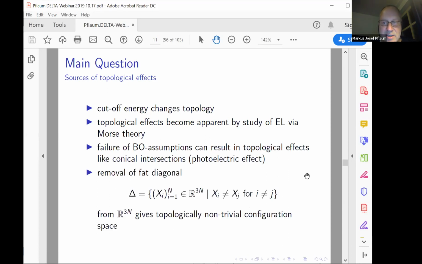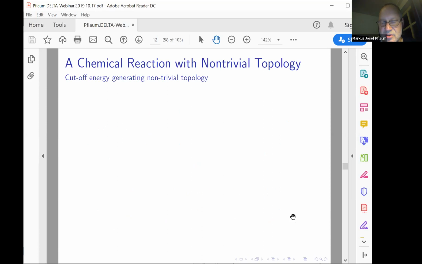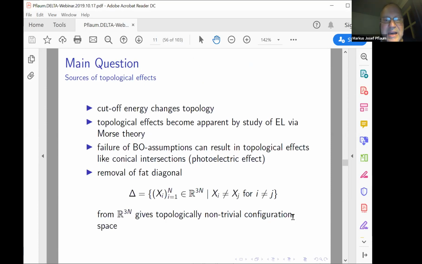And the last one is exactly what Shankar mentioned. You have to remove the fat diagonal, that means all the subspace where two nuclei are at the same position. You have to take those out. And this R^n with the fat diagonal taken out is a highly topologically non-trivial space. I am not sure how much this will affect our research, but mathematically it's there, and there are some difficult studies on this, but okay.